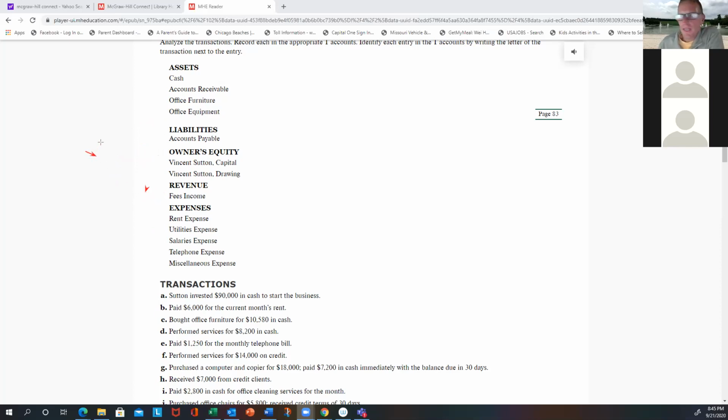You'll have the same thing on the test. You'll know the account names, which are very similar to these, but this is a good illustration if you're wondering what are assets. Well, these are your asset accounts. These are the ones they're using. These are the common assets we've been using up to this point.